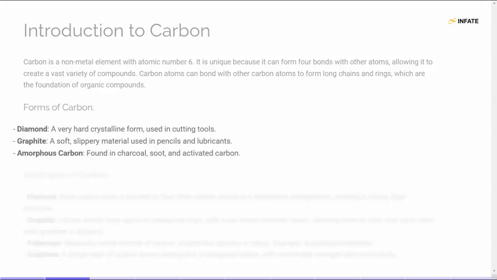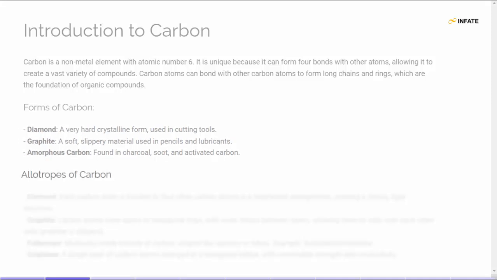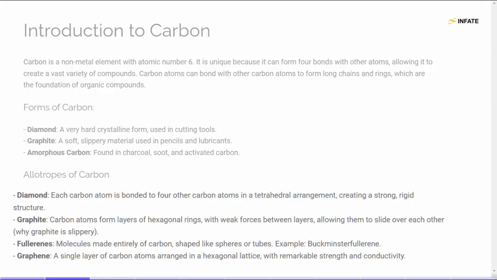Forms of carbon. Diamond, a very hard crystalline form used in cutting tools. Graphite, a soft, slippery material used in pencils and lubricants. Amorphous carbon, found in charcoal, soot, and activated carbon. 2. Allotropes of carbon. Diamond.